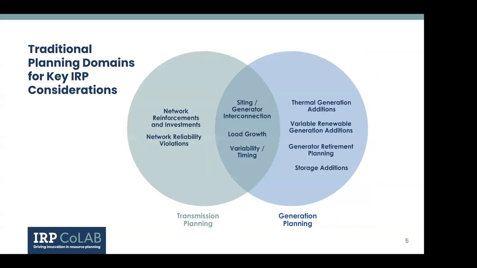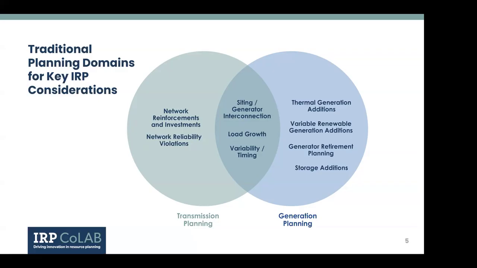So if we go to the next slide, we've got a Venn diagram that puts together all the different types of analysis that each of the planning environments do. On the transmission planning side, they're going to be focused on identifying network reinforcements in the form of upgrades or rebuilds, and ultimately determining what investments need to be made in the transmission network.